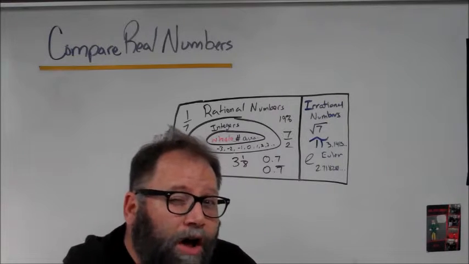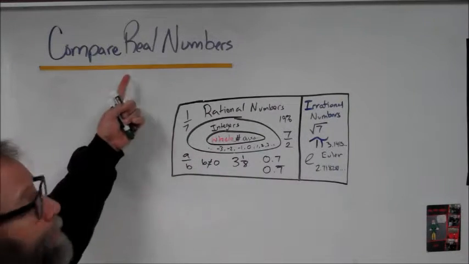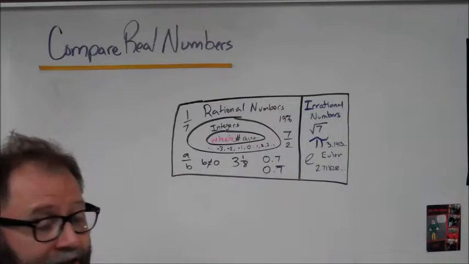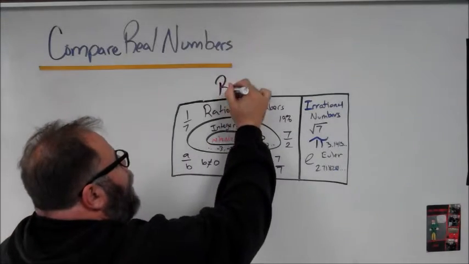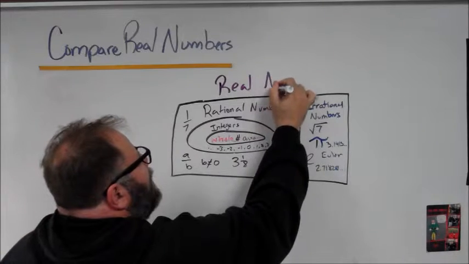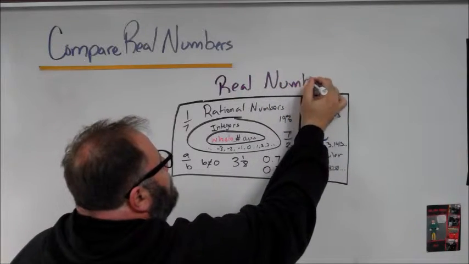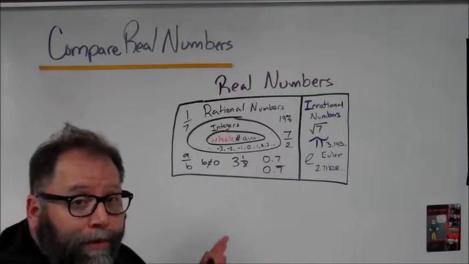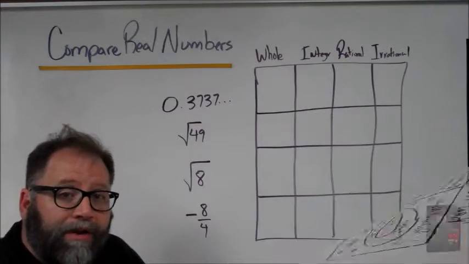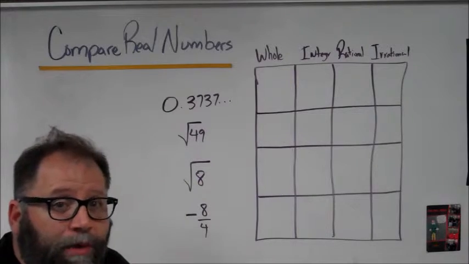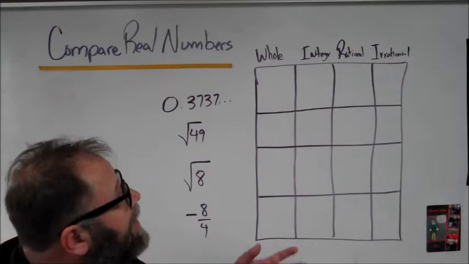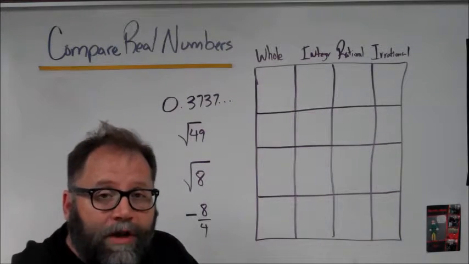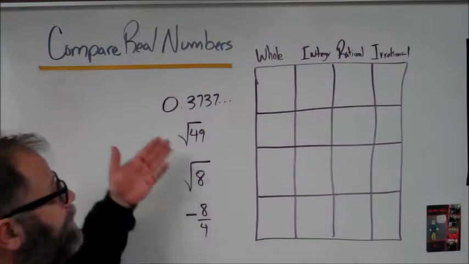And then to put this all together, like we go back here and say, compare real numbers, what we've just created is the graphic organizer for all real numbers. So these are the real numbers. Before we start comparing these numbers, let's actually identify what they are. So I have some examples here, and I'm going to mark off in this matrix what types of numbers these are. So let's start with the first one here.